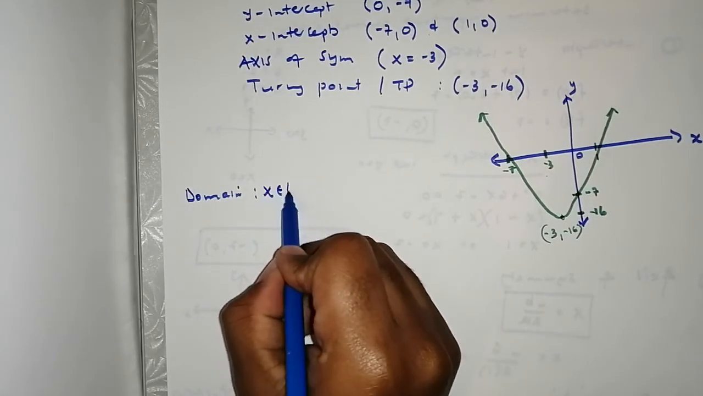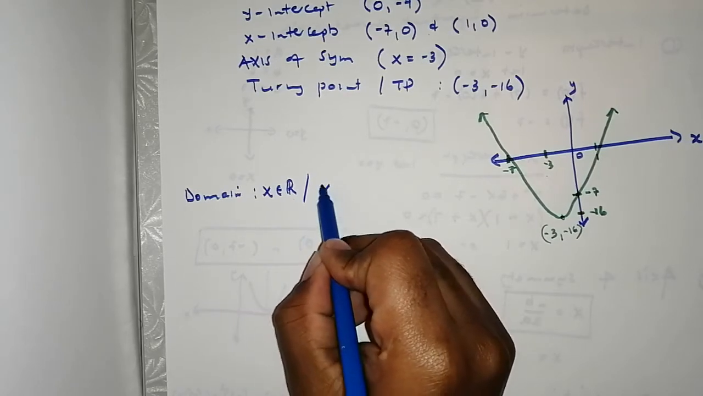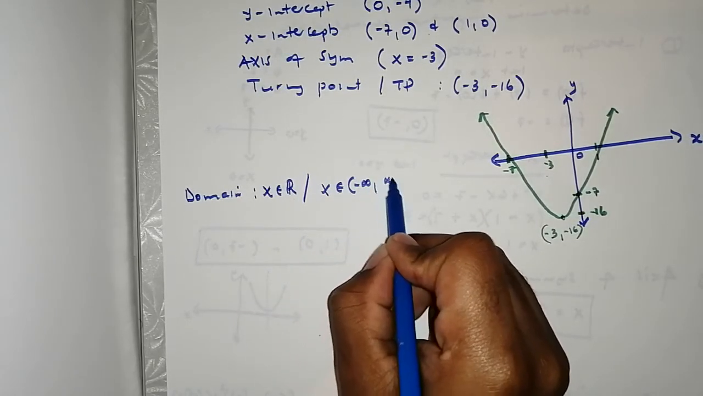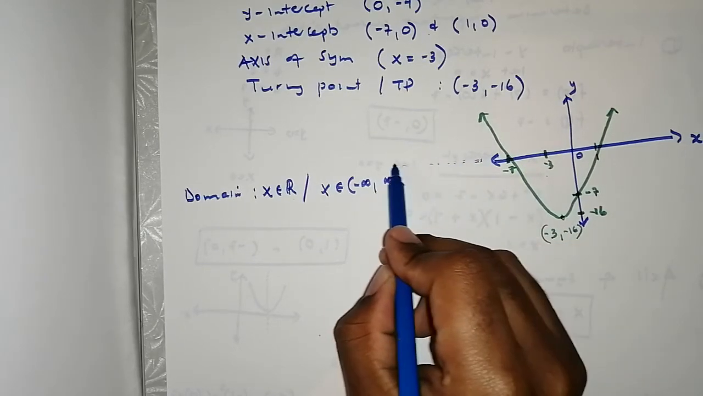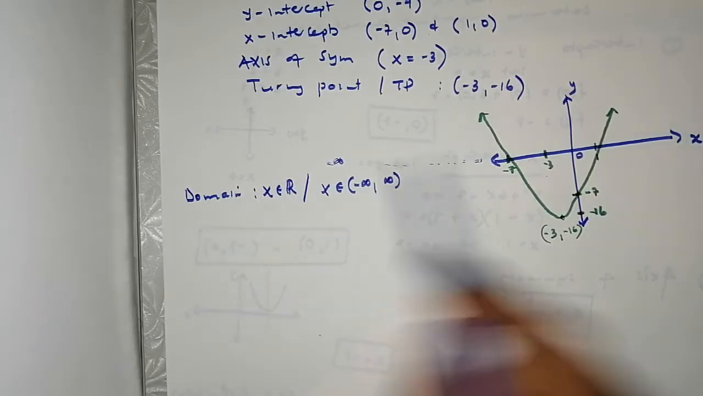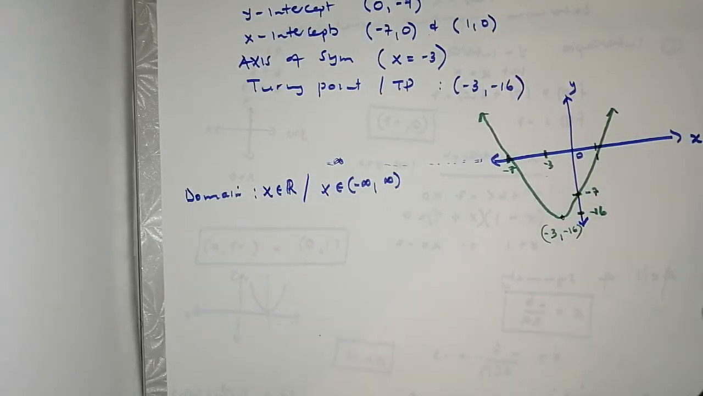So we write that as x is an element of real numbers, or you can write x is an element from negative infinity to infinity. So obviously, negative infinity is somewhere at this side, positive infinity is somewhere on the other side. Okay, cool. So it exists everywhere, you know, like horizontally, right?